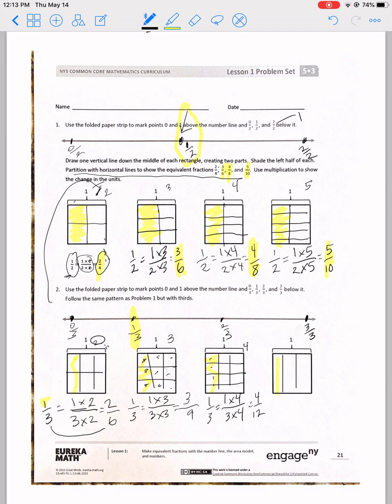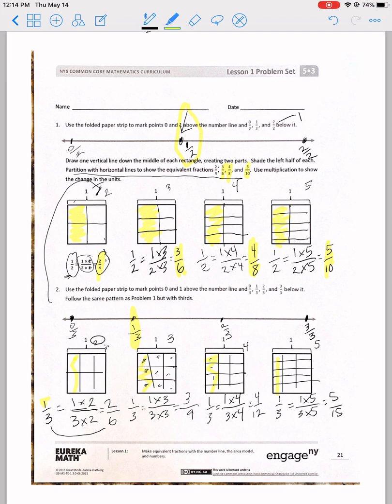And the next is 5. So 1/3 equals 1 times 5, and our denominator, 3 times 5. We have to cut it into 5 pieces, and then we solve. 1 times 5 is 5, 3 times 5 is 15.